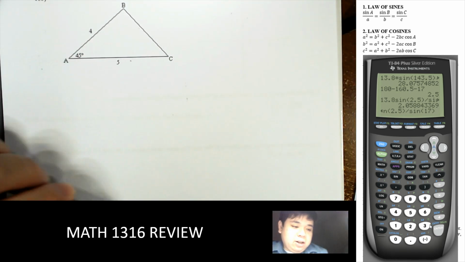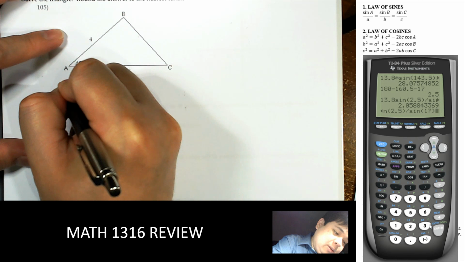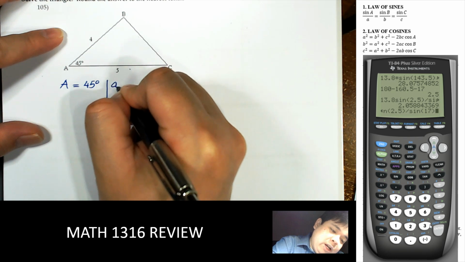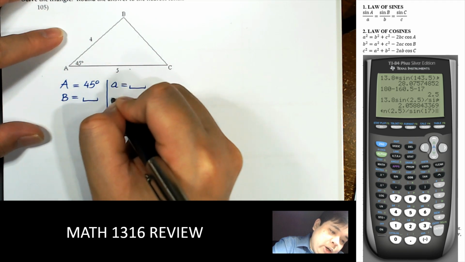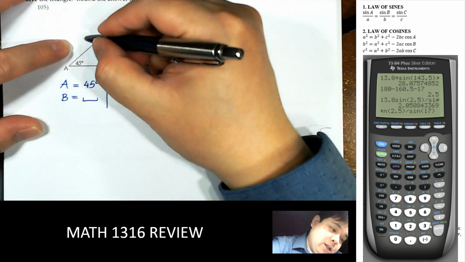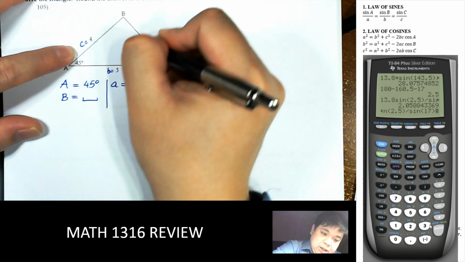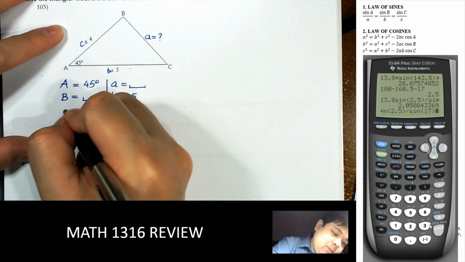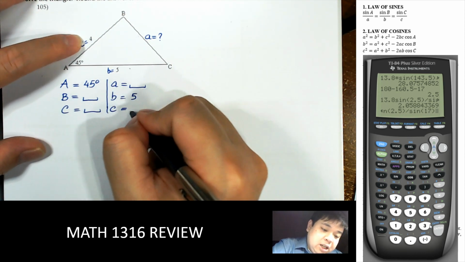Next, we have this case. Once again, let's just write down what we have. Angle A, 45 degrees. We don't know little a. Angle B, we don't know. By the way, this is opposite to angle C, so that is C. And this is opposite to angle B, so this is B. A, of course, we don't know. But little b, 5. C, we don't know angle C, but we know little side c is 4.